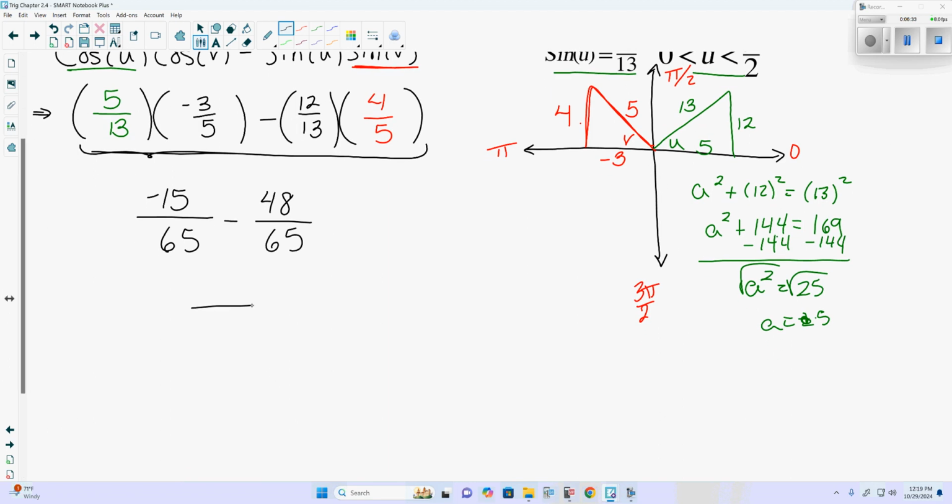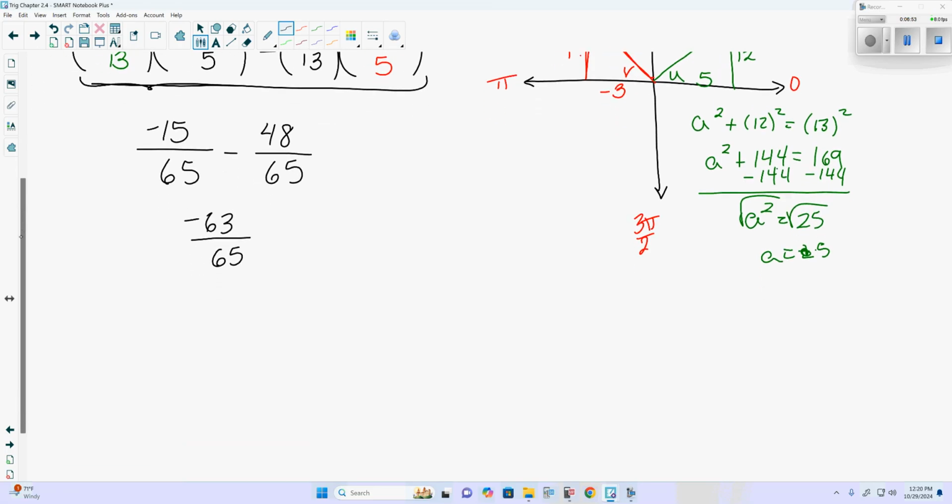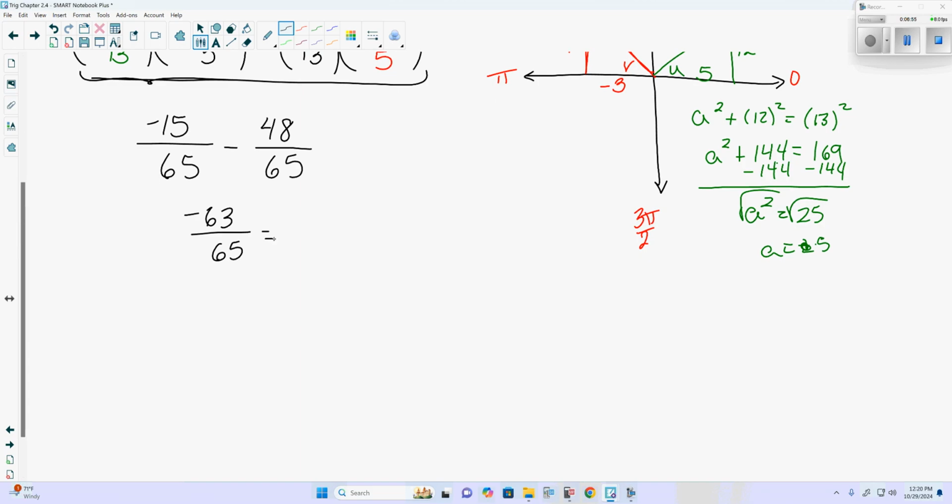Now, yes, negative 15/65 does have a common factor. 48/65 does have a common factor, but we're going to leave it at this point. We're going to go on and subtract. Negative 15 minus 48 is going to be negative 63/65. Now they do have a common factor of 3.